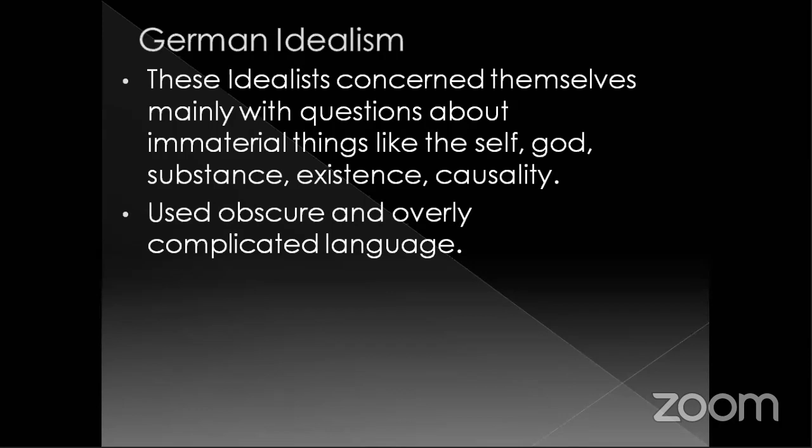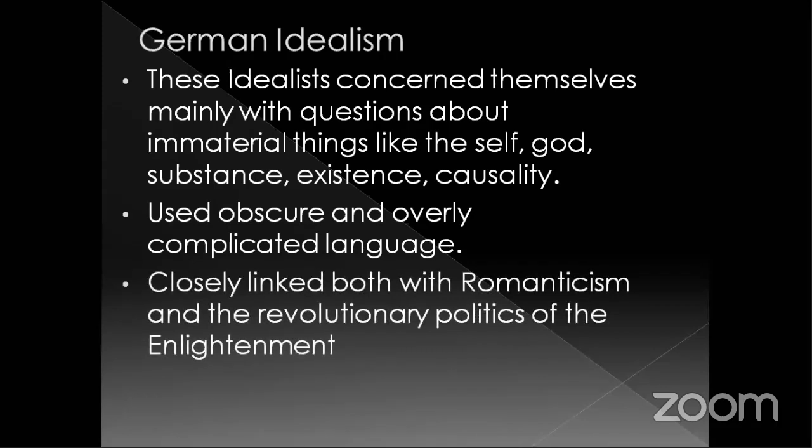They used obscure and overly complicated language. And interestingly, German idealists were also associated with German Romanticism. That was another trend, not really very important for our discussion on scientific method, but a very important trend in philosophy. At the same time, they were also associated with the revolutionary politics of the Enlightenment. So they were actually associated with the revolution. This is German idealism for you.